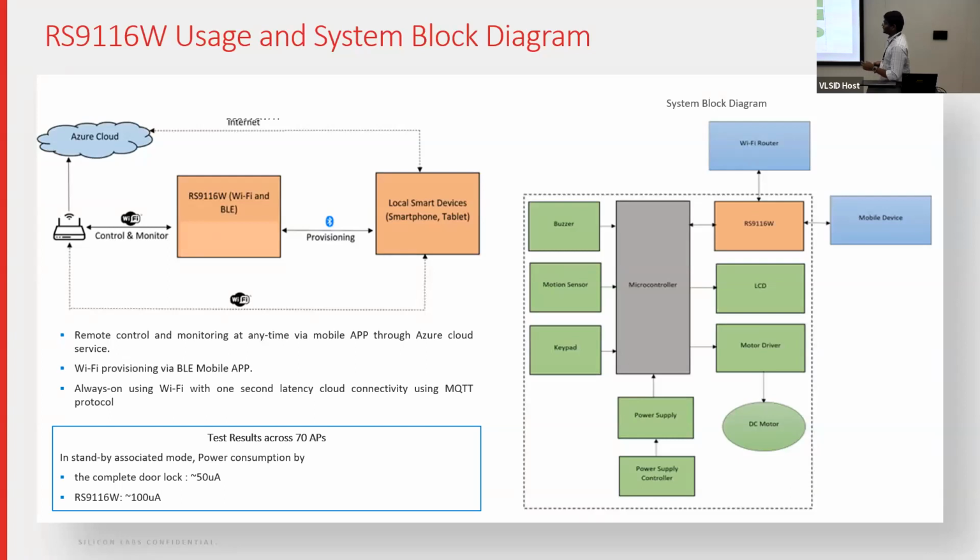For example, if I send a command from my mobile after I provision, which is also connected to the same cloud, and I press the lock button, within 1 second the lock has to be locked. And if I press the unlock button, within a second it has to unlock. This is the maximum latency expected from the customer. So we have the test results here. We have taken around 70 APs, and the complete door lock's power consumption with Wi-Fi is around 100 microamps.